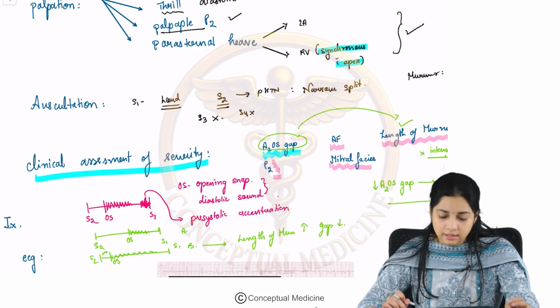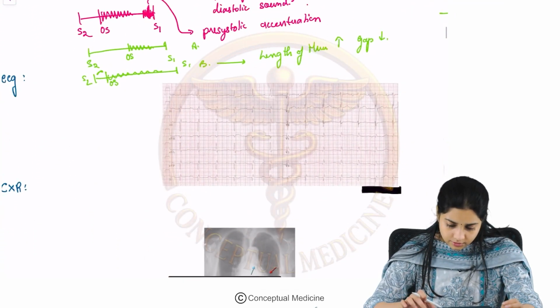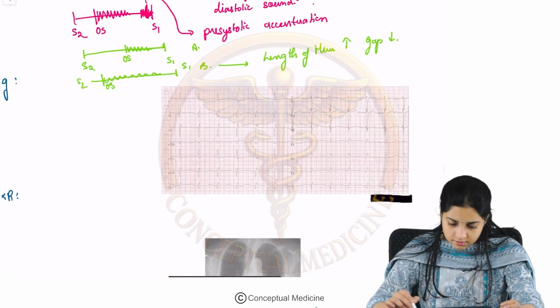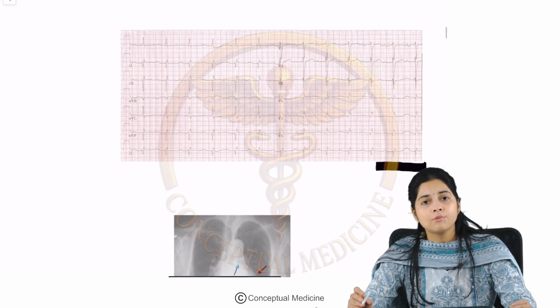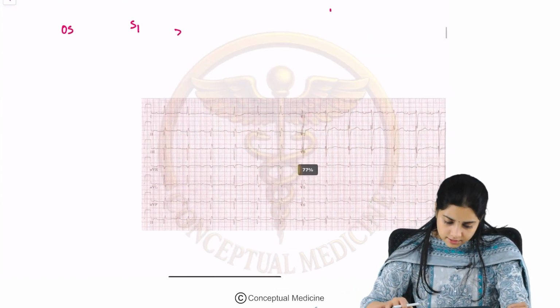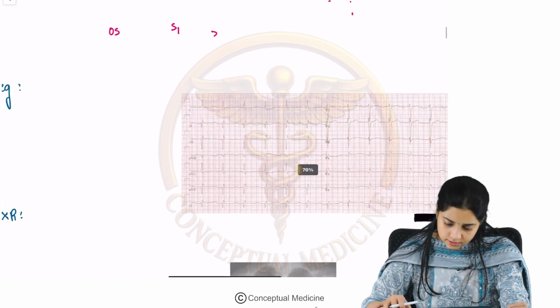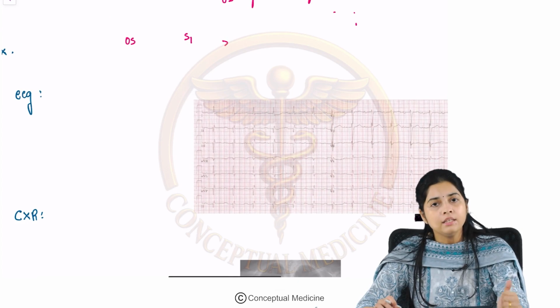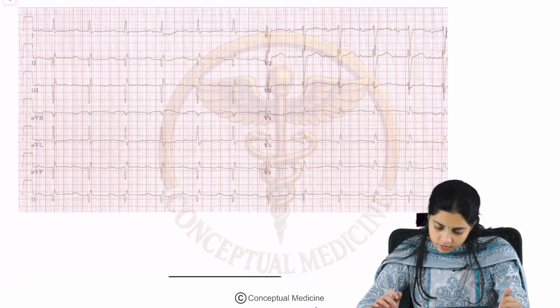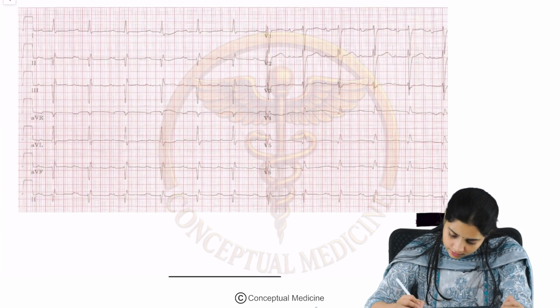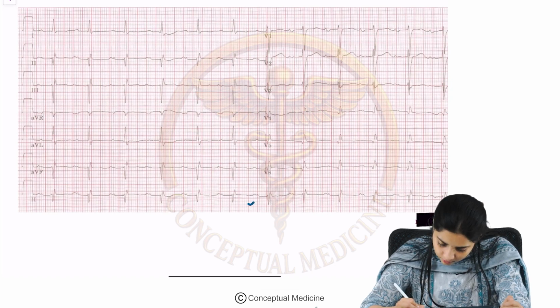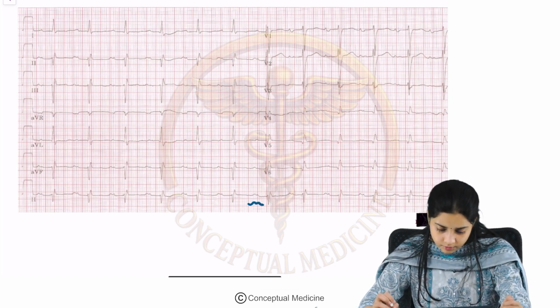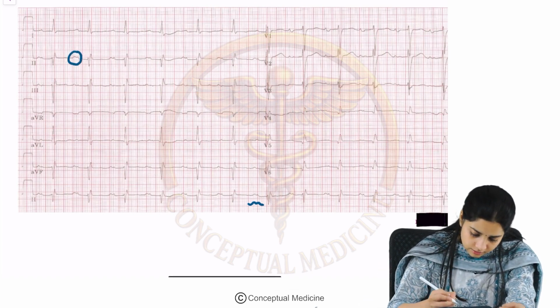Now let us look at the investigations. The first investigation that you would want to do is the ECG. Now let us look at what changes you can find in the ECG. Here, can you see that there is a broadened P wave? You can see that there is a broadened P wave.